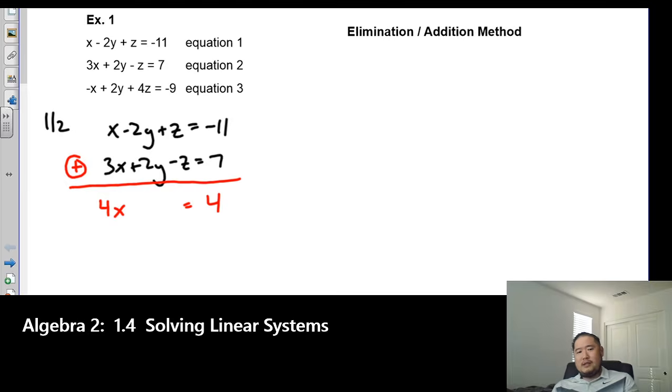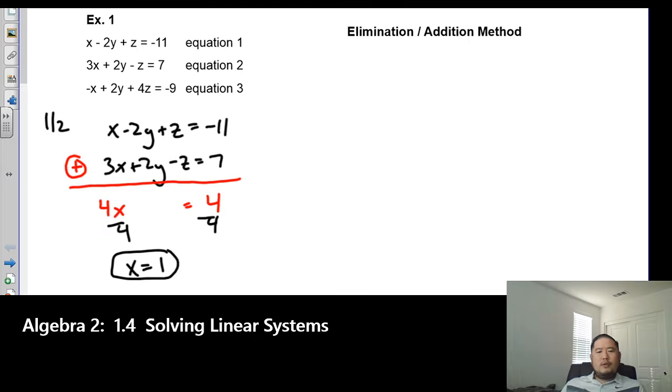So luckily, in this first example, 2 of the variables happen to go away. It's not always going to happen. Very rare, but it happened here. So let's go ahead and solve for x. In order to do that, we divide both sides by 4, and x is equal to 1. So we have figured out one of our variables.